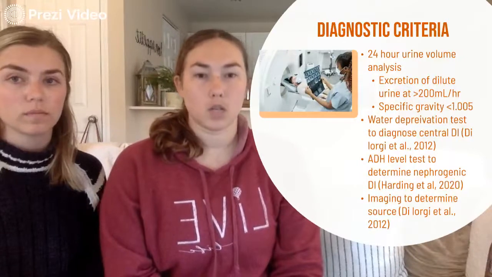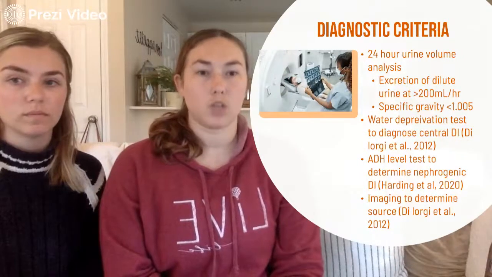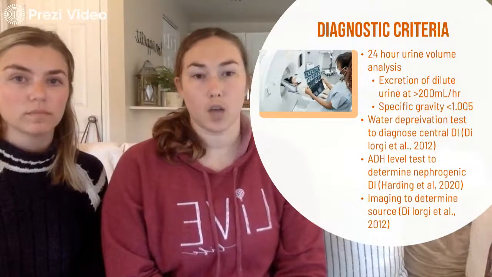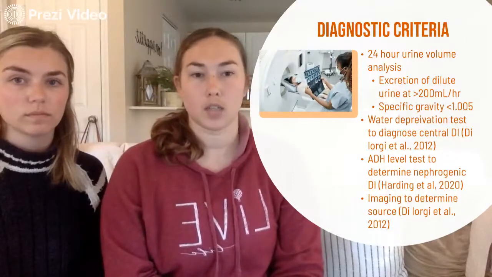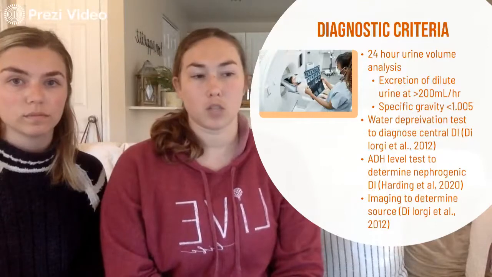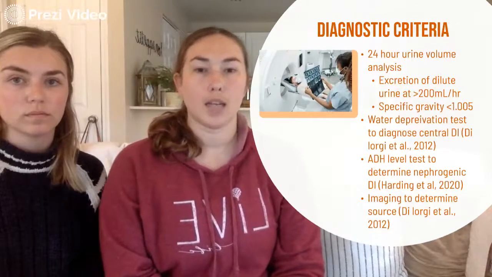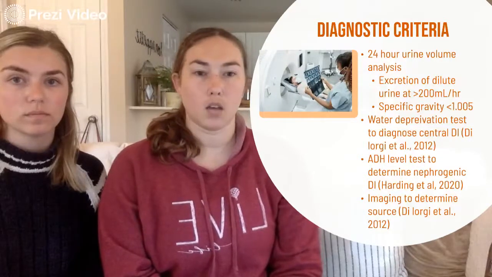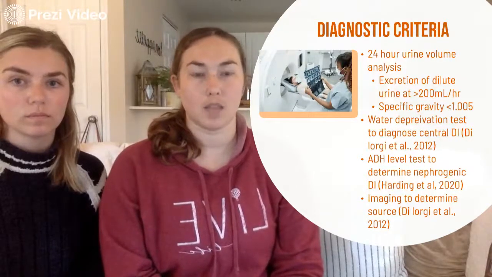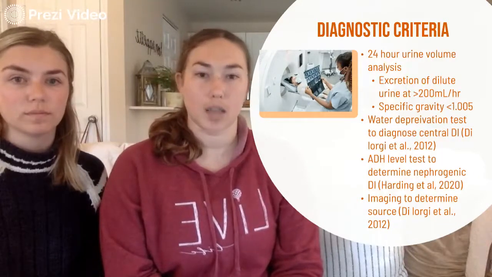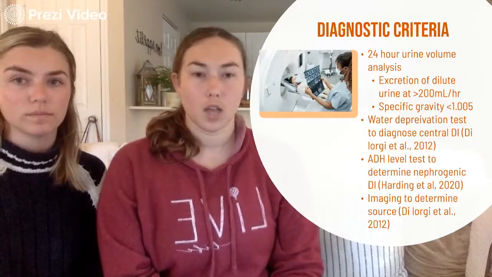So after the diagnosis of DI, you're going to want to do some tests to determine if the cause is central or if it's nephrogenic. A water deprivation test is usually done to diagnose central DI. This is where the patient is deprived of water for about 8 to 12 hours and then given a hormone like desmopressin, and then they look at the changes in the osmolarity of the urine, and depending on those changes, they diagnose if it's central or not.